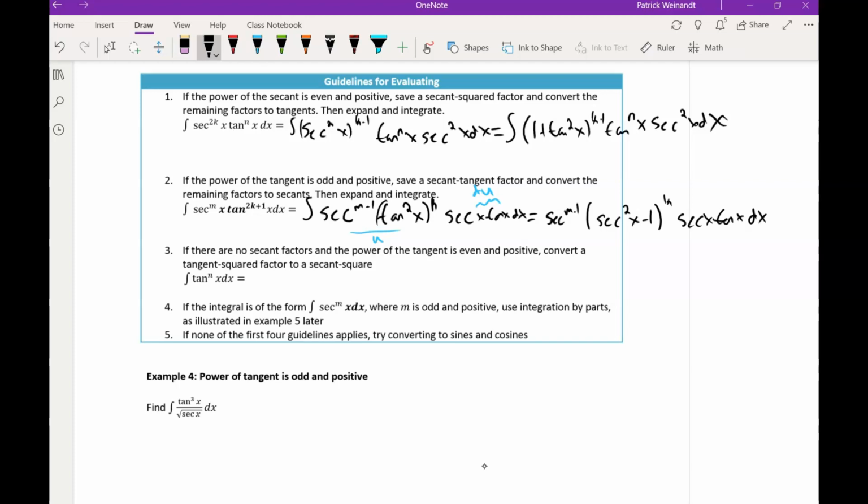Okay, now in rule number 3, if there are no secant factors and the power of tangent is even and positive, we want to convert a tangent squared factor to a secant squared factor, then expand and repeat that if necessary.